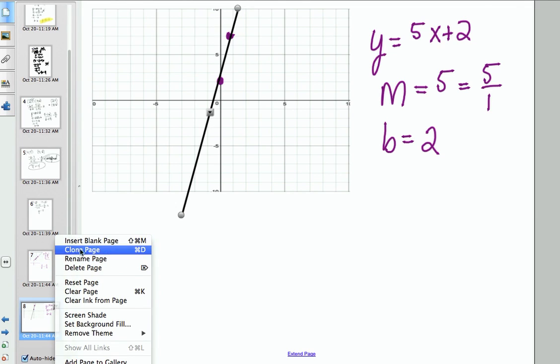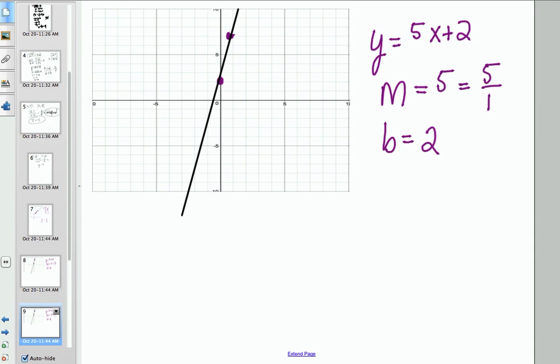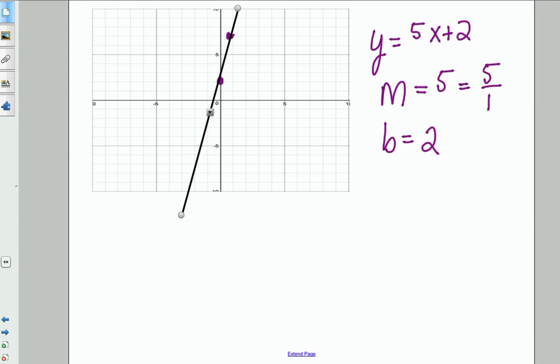And I also think that it helps later with domain and range.